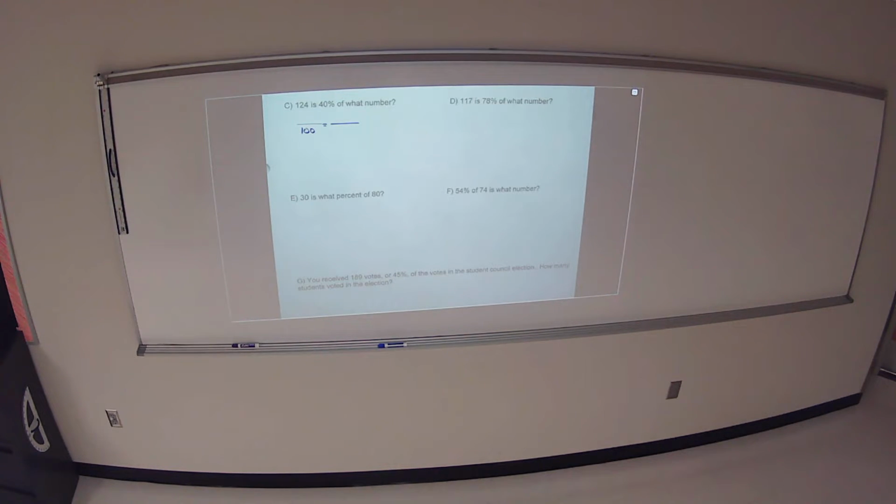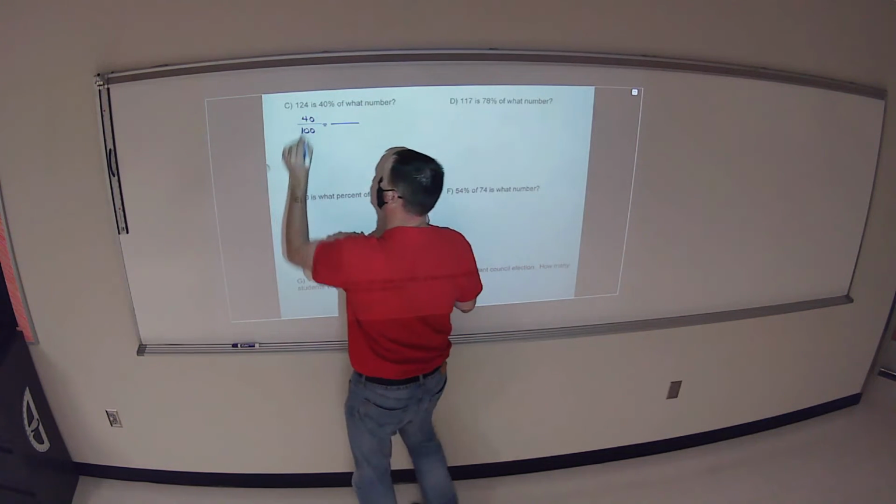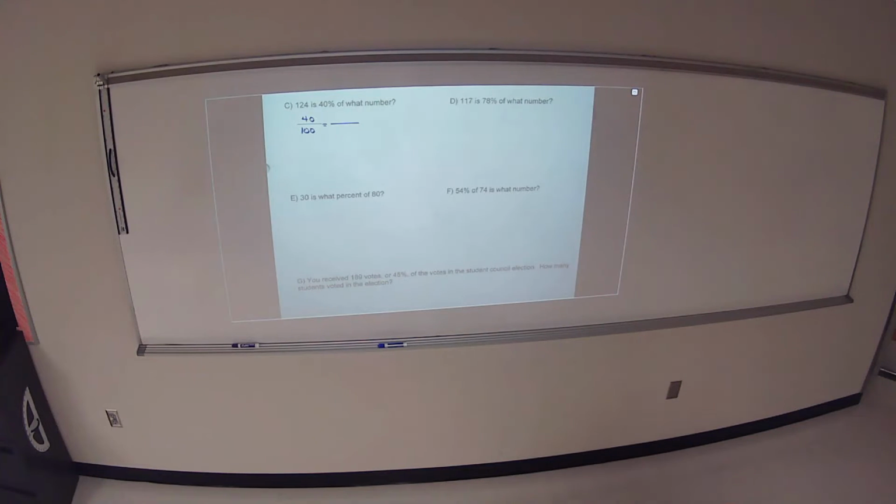Okay, what is the keyword that goes with 40? So where does 40 have to go? Over the 100. It's got to go over the 100. We know right away that that's going to go over the 100 because that's the place that our percent always goes. Hayden, give me another number you see in that problem.